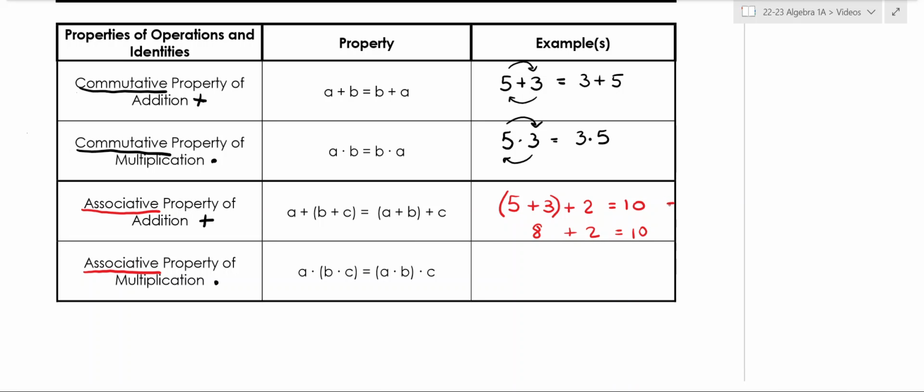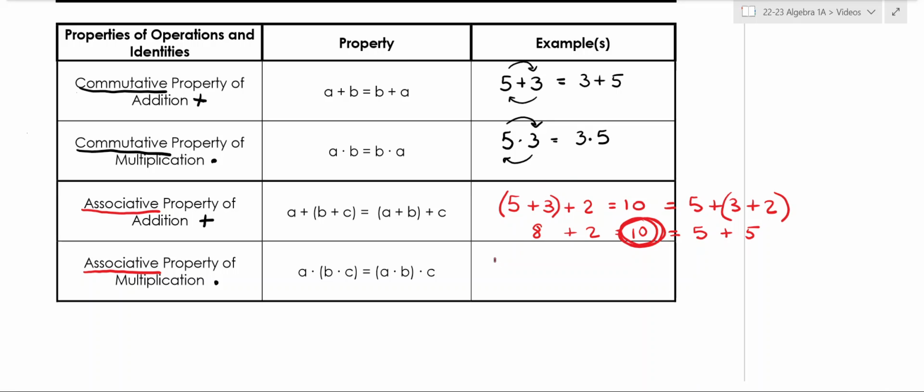But we can also think of this as 5 plus 3 plus 2. Instead of adding the 5 and the 3, we can add the 3 and the 2. And that'll give us what? 5 plus 5. In either case, you still end up with 10. So the associative property of addition allows us to group addition parts in whatever order we want, and in the end we're still going to get the same answer.